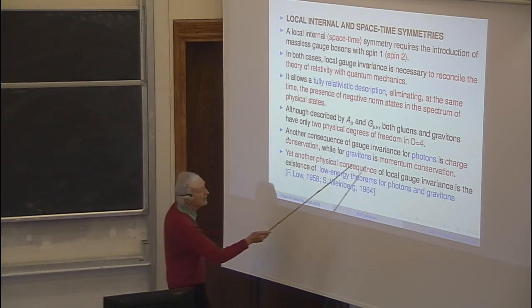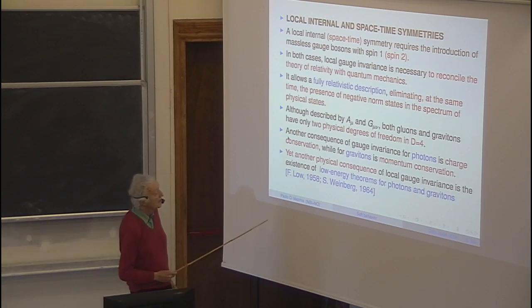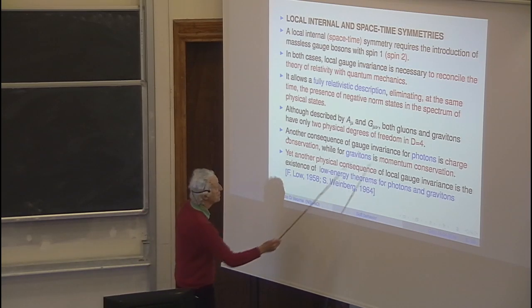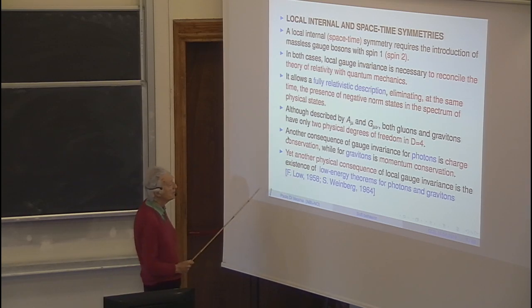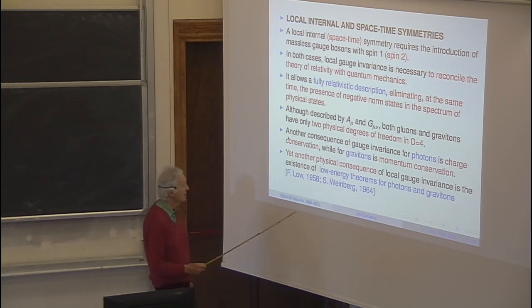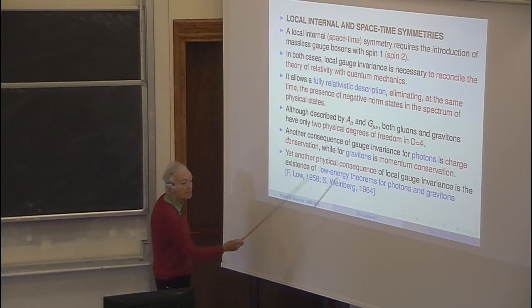Another consequence of gauge invariance for the photon is charge conservation, while for the graviton it is momentum conservation. And finally, there is another physical consequence, which is also in this case the existence of low energy theorems for photons and gravitons. And this goes back to Francis Low in 58 and Weinberg in 64.